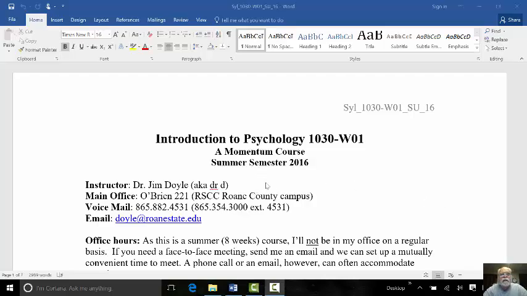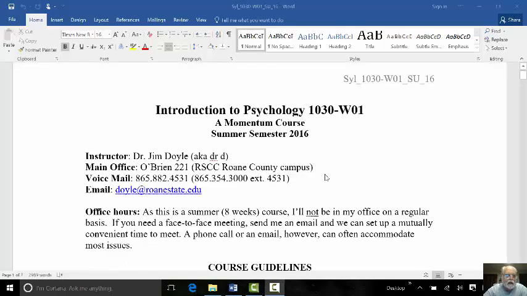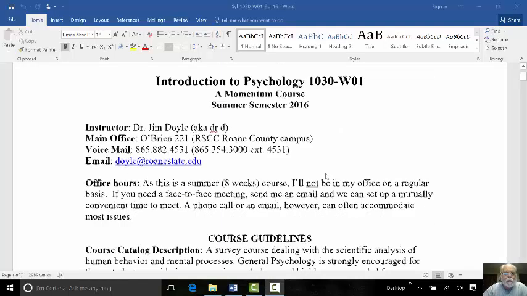Basically, here at the beginning of the syllabus is the information about myself, where I'm located. I'm in the O'Brien building at the Roane State Roane County campus. My voicemail is noted right there, 4531. And my email address is for my Roane State email, but we have an email system within our Momentum course. I prefer that we use that.